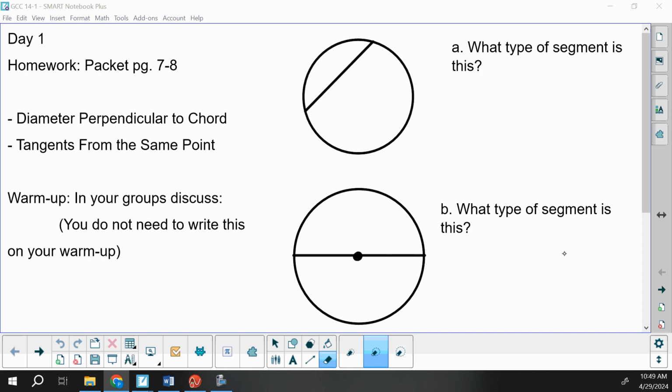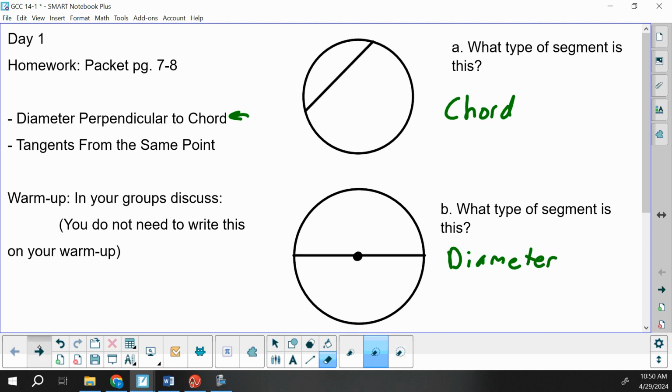So first off, just a recap from previous units, and this is nothing that you have to write anywhere to start out. This first picture on the top is a line segment whose endpoints are on the circle. That's a chord. And then our longest chord is one that passes through the center. That's a diameter. So we just need to be comfortable recognizing those two things, a diameter and a chord, because our first thing we're going to look at today is when a diameter is perpendicular to a chord. So again, no place that you have to write that.